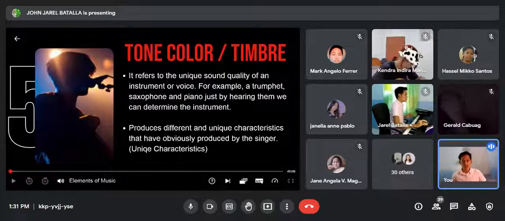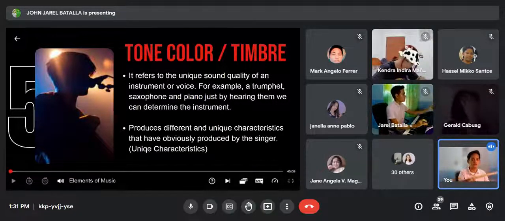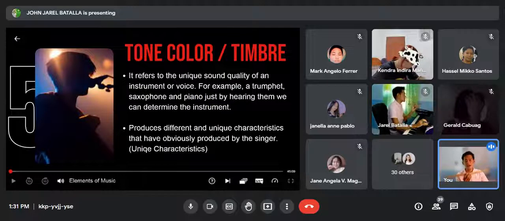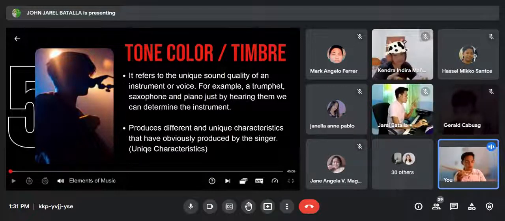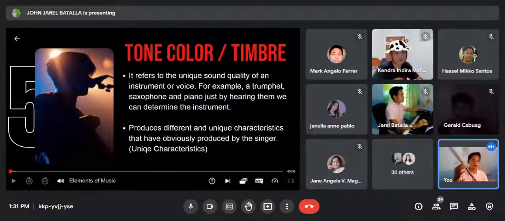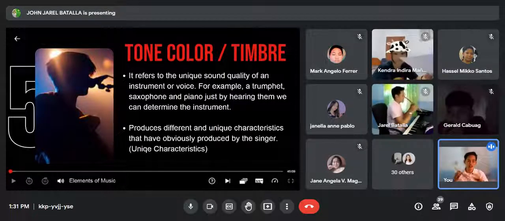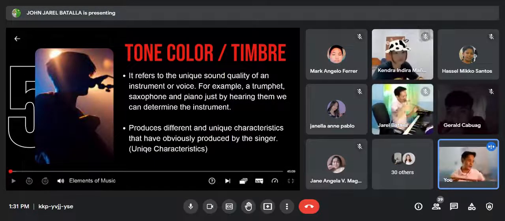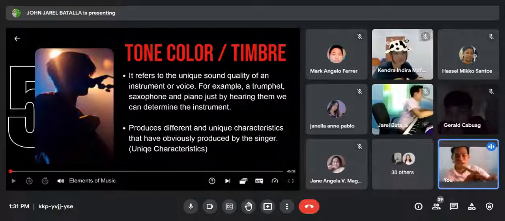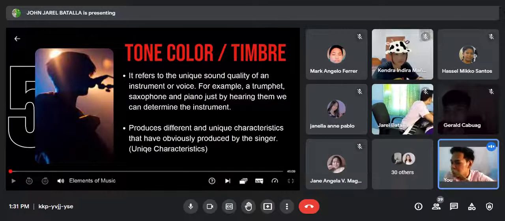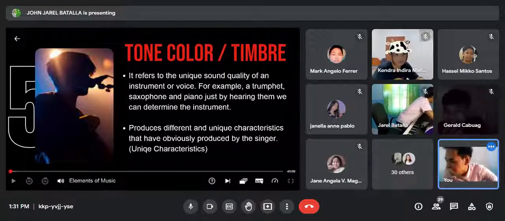Another example is this nose flute. This is a native instrument from the Cordillera, and it is called a tungali. Okay, tungali, a native instrument in the Cordillera. I hope you can hear it because it is only soft. I will make a sample, so I will move closer.